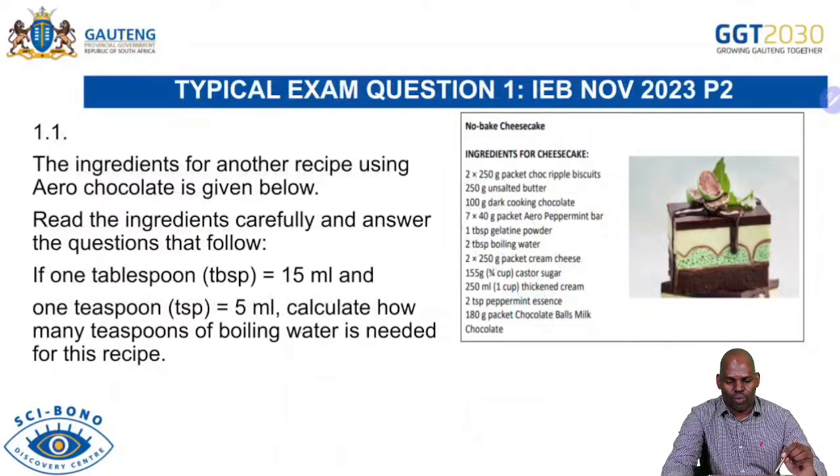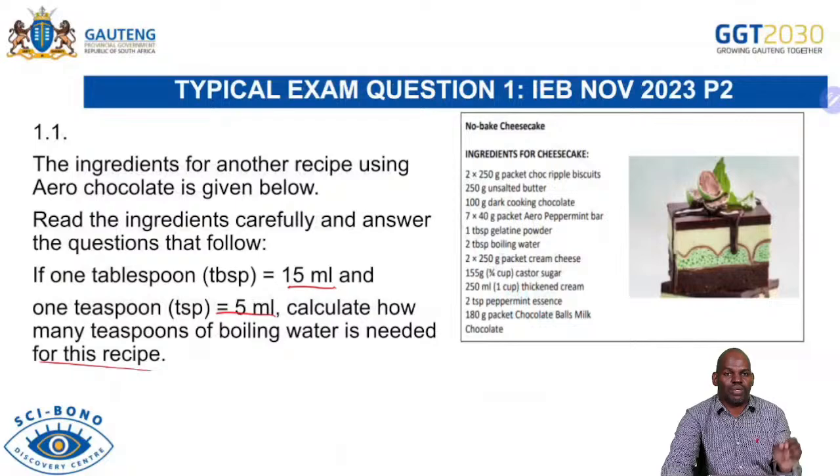So this exam question was taken from IB November 2023. It was in paper 2. The ingredients of another recipe using Aero chocolate are given below. Read the ingredients carefully and answer the questions that follow. If 1 tablespoon is equal to 15 milliliters and 1 teaspoon is equal to 5 milliliters, calculate how many teaspoons of boiling water are needed for this recipe.